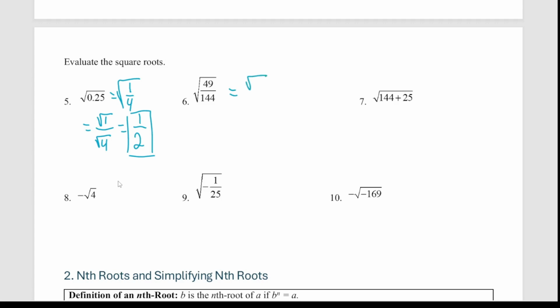This next one, we're going to again exploit that we can distribute that over the fraction. Square root of 49, 7 times 7 is 49, so that's going to be 7. 12 times 12 is 144, so that's going to be 12.